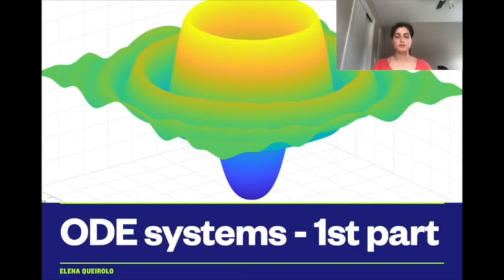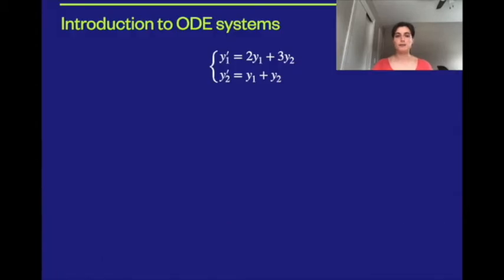The last topic we want to cover this week, and we're just going to start it and conclude it next week, is ODE systems. So what do I mean by that? I mean that we're going to look at linear systems in which the unknowns that we have are multiple functions, y1 and y2, for example, and their derivatives depend on each other. So here we have y1 prime depending on y1 and y2, and y2 prime depending on y1 and y2.